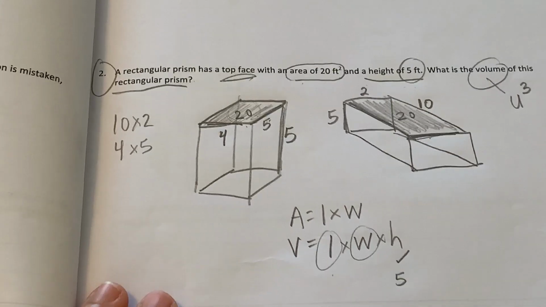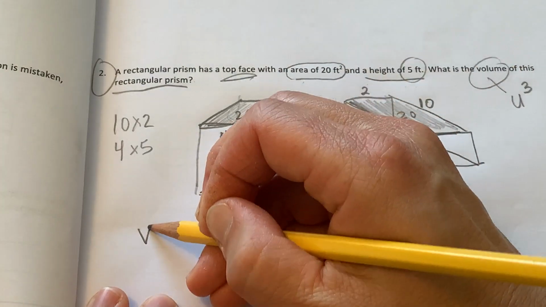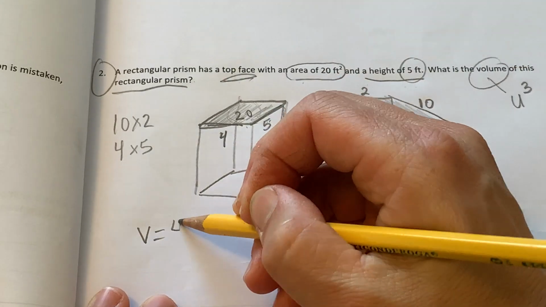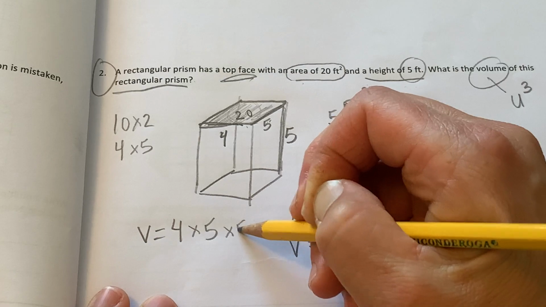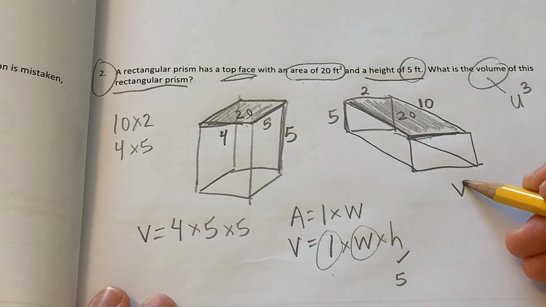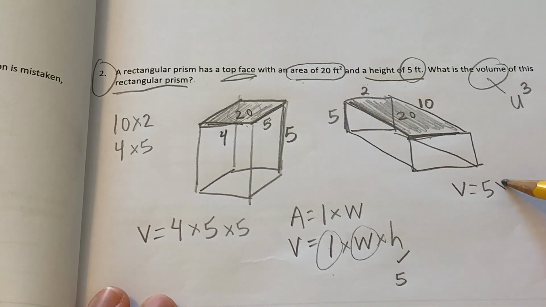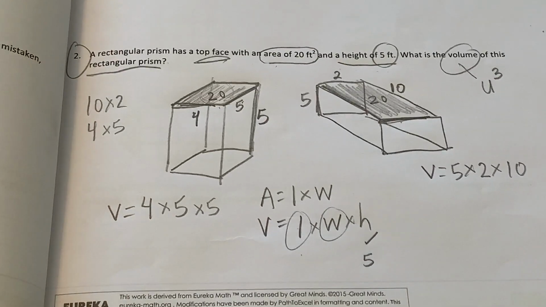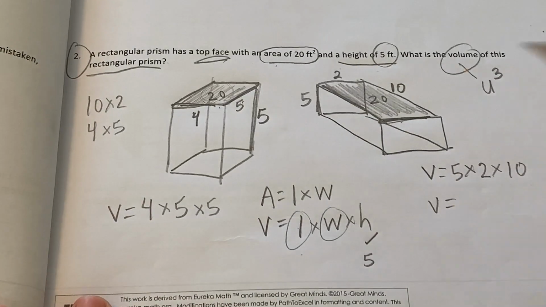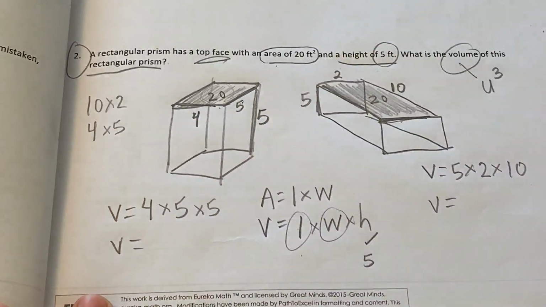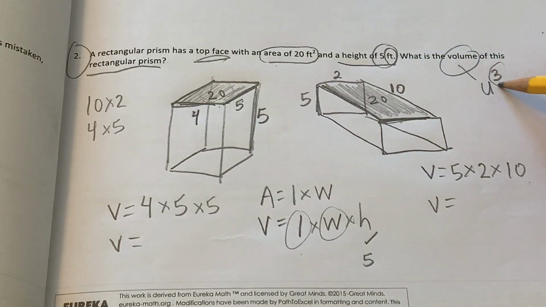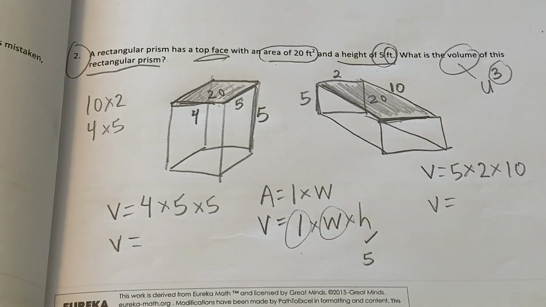So now let's plug them into our volume equation. Volume is length times width times height. So I'm going to do 4 times 5 times 5. And over here, the volume is going to be 5 times 2 times 10. Okay, I know I'm going pretty fast, so go ahead and pause the video right now if you need to catch up. And I would like you to solve both of these. So our question is, do we get the same volume? And remember, the units are going to be feet. They're going to be feet cubed. Okay, pause the video, solve it. Let's see if we get the same thing.